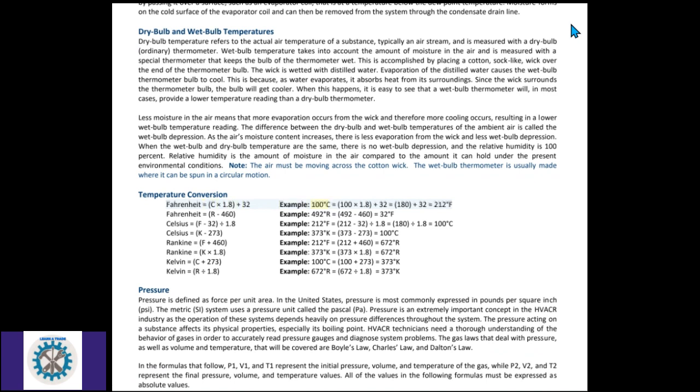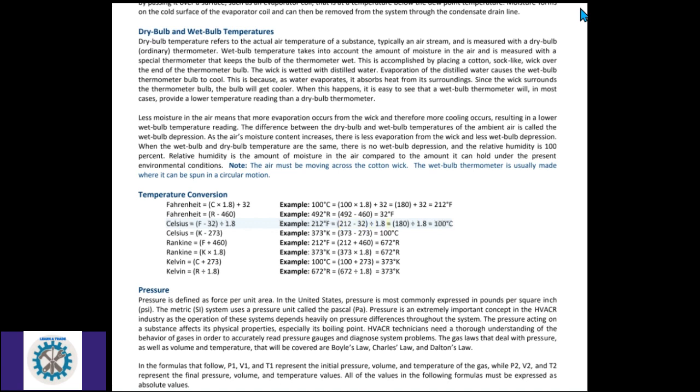Temperature conversion. Fahrenheit equals C times 1.8 plus 32. Example: 100 degrees Celsius equals 100 times 1.8 plus 32, equals 180 plus 32, equals 212 degrees Fahrenheit. Fahrenheit equals R minus 460. Example: 492 degrees R equals 492 minus 460, equals 32 degrees Fahrenheit.